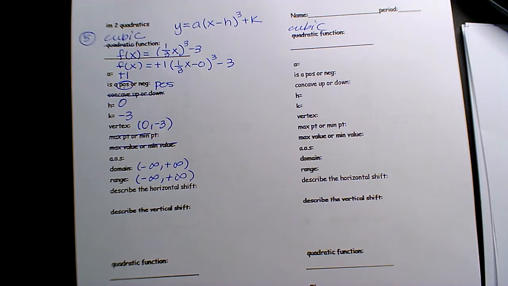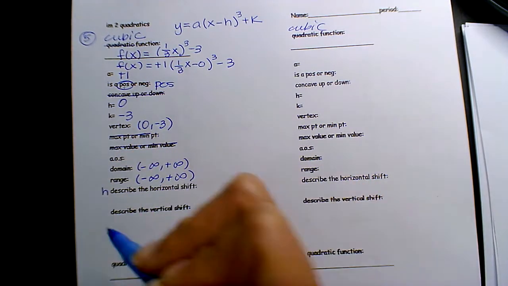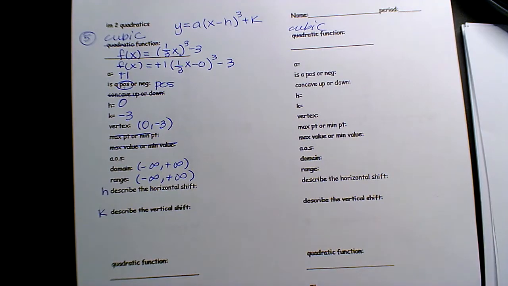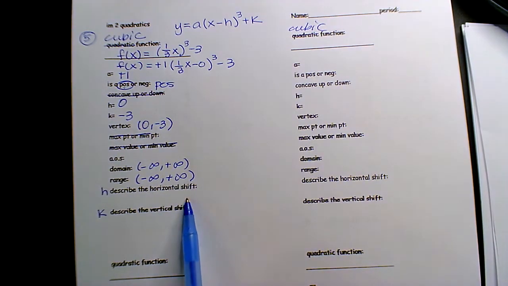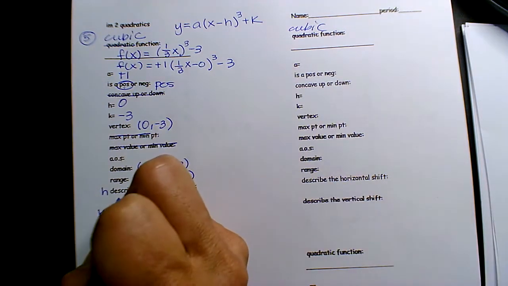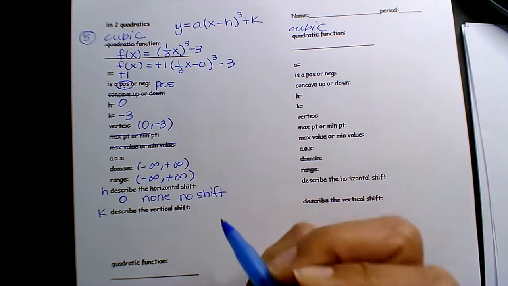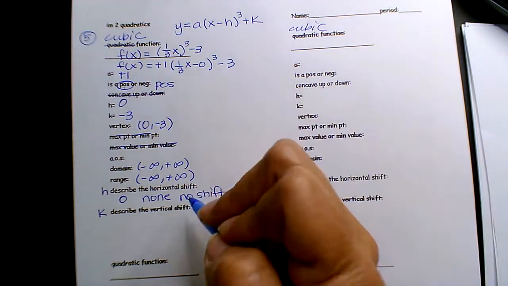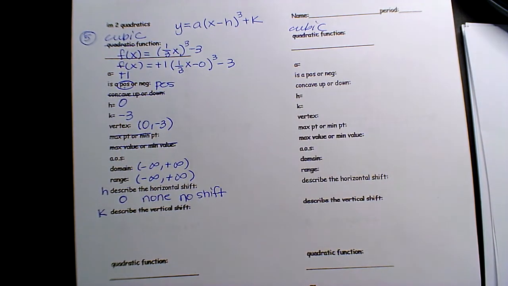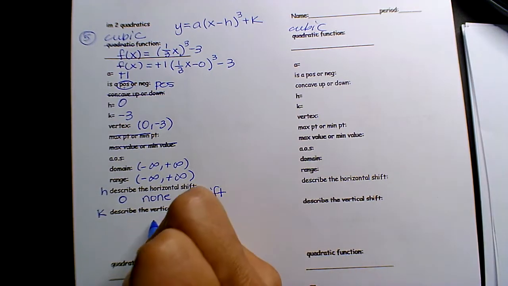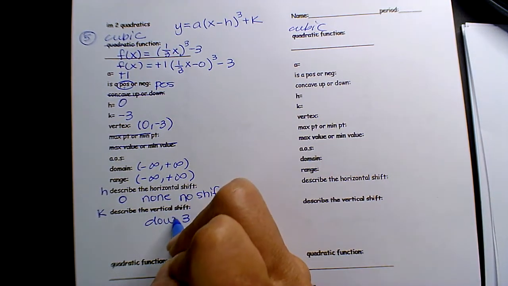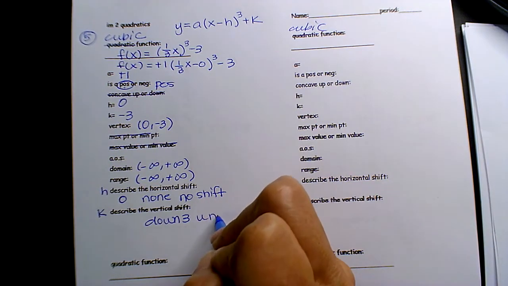But really, we want to describe the transformation, the horizontal and the vertical shift. Remember, your H or your X axis is the horizontal shift. Your K or your Y is the vertical shift. So horizontal movement is left-right. Vertical is up-down, right? Okay, do you have a shift horizontally? No, you don't, because the H is 0. So there's none or no shift, whatever you'd like to write. What's your vertical shift? Down, right. Down 3, or down 3 units, up to you, right?